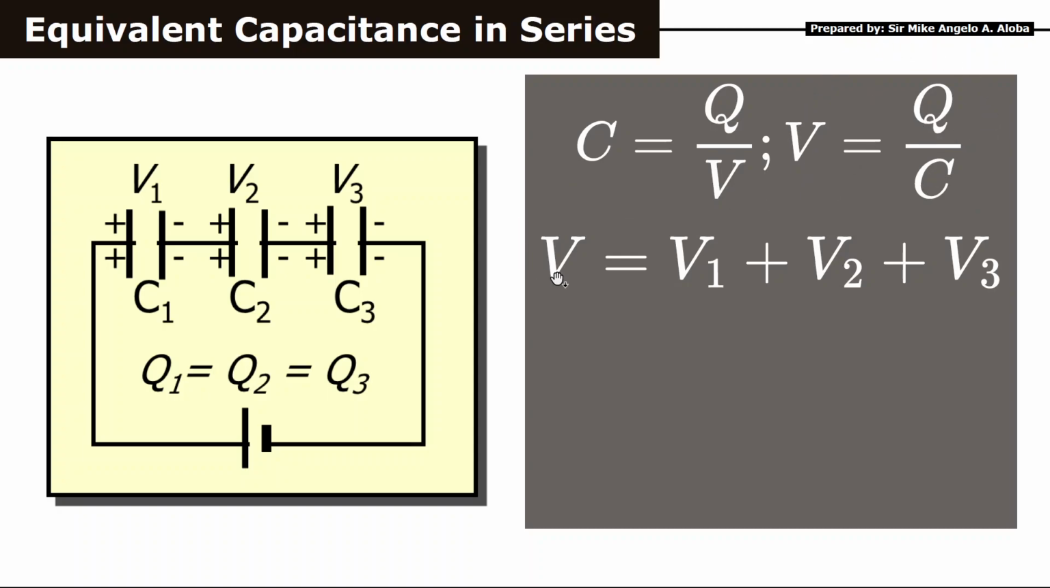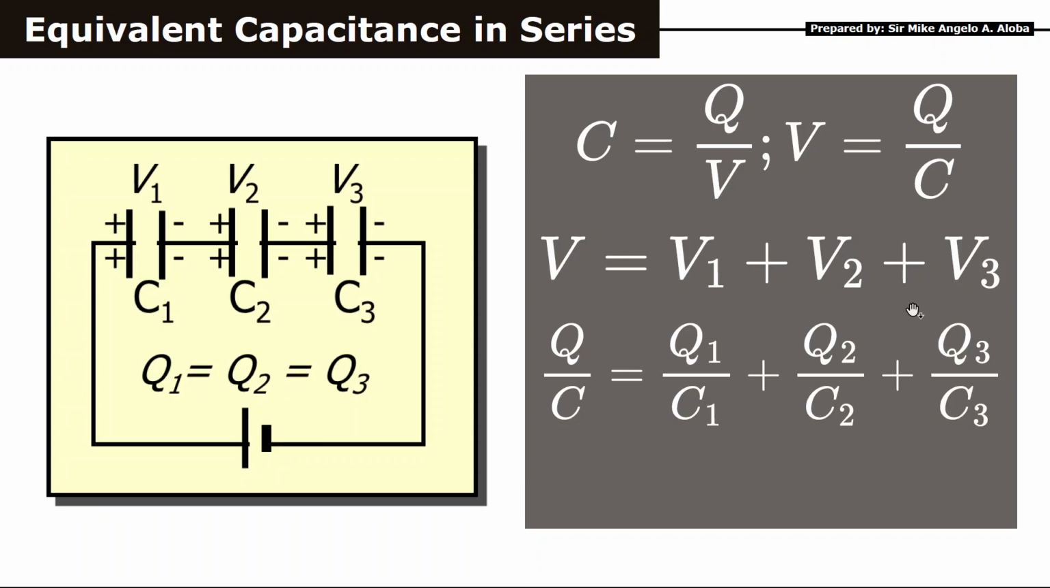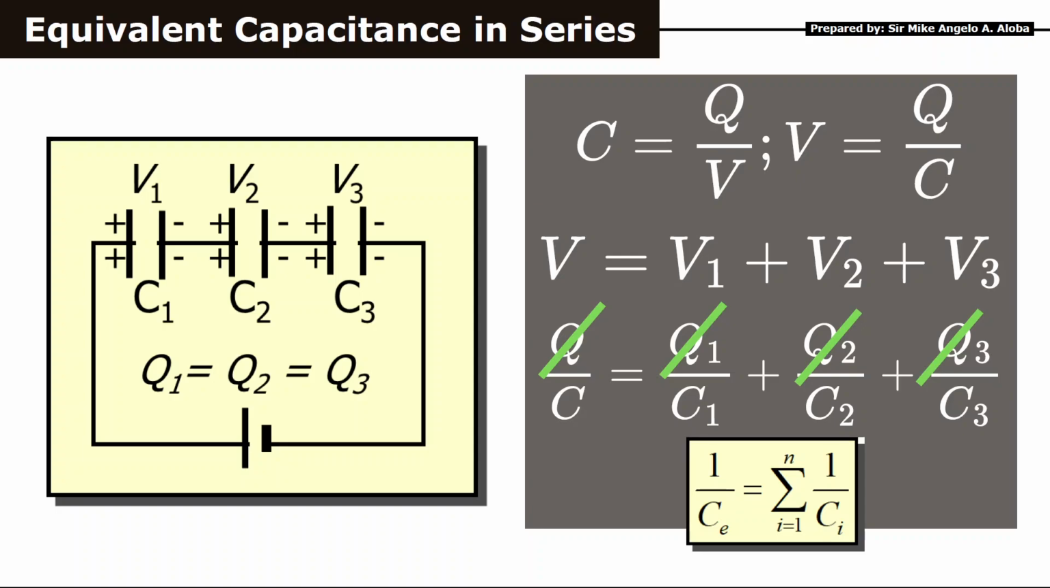So plugging this in, you will get Q over C equals Q1 over C1 plus Q2 over C2 plus Q3 over C3. But remember that the charges, or Qs, in a series connection are the same, right? Qt is equal to Q1 is equal to Q2 is equal to Q3. So they will just cancel in this equation. Therefore, the equivalent capacitance in series is just the sum of the inverses. The inverse of the equivalent capacitance is equal to the sum of the inverses of the individual capacitances.